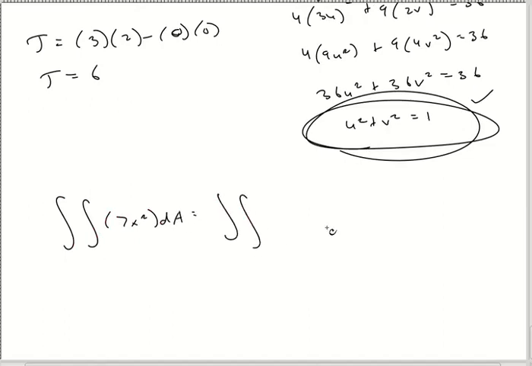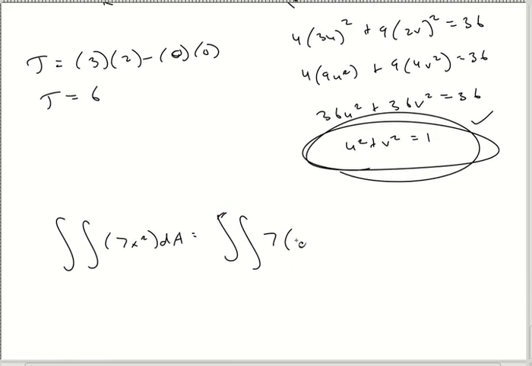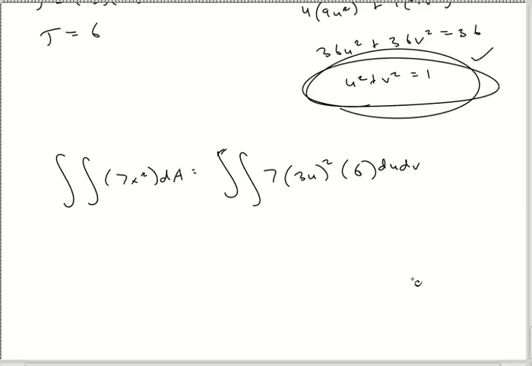I'm going to convert into, let's just go ahead and do the uv thing. I'll do the polar here in just a few minutes. So 7, my x, if you go up and plug it in, turns out to be a 3u, all that squared, Jacobian of 6, and then du dv. I mean, that's all we're doing right now. I didn't do polar yet. I'm going to do polar in a minute.